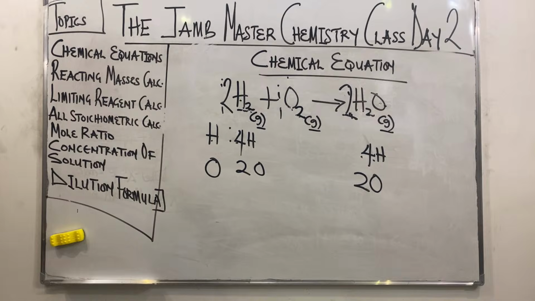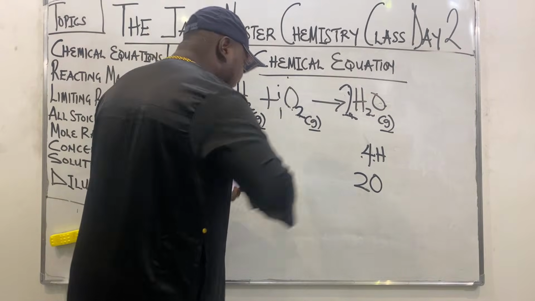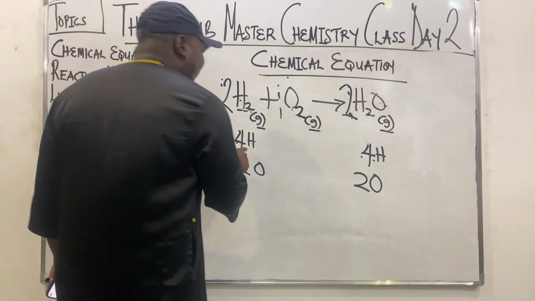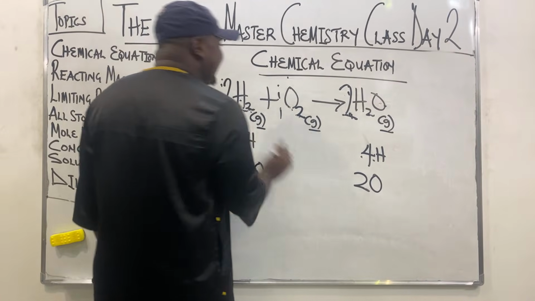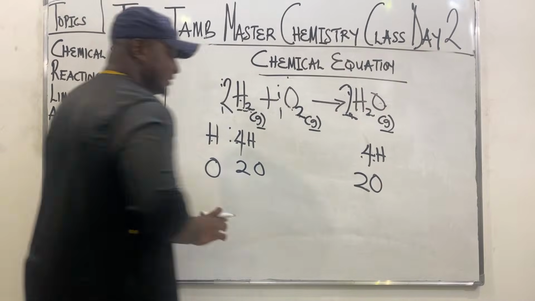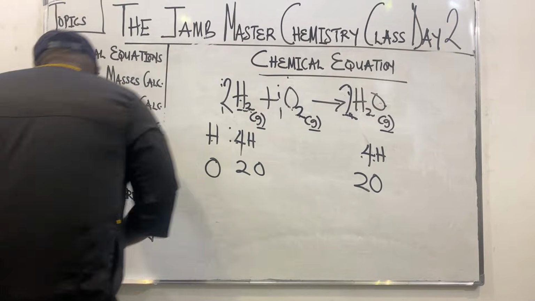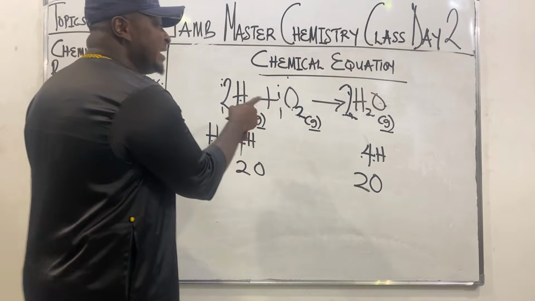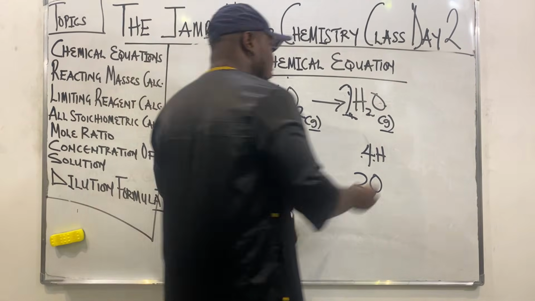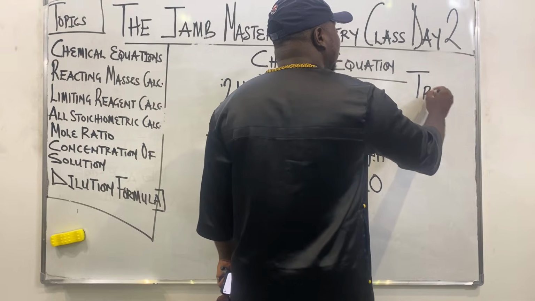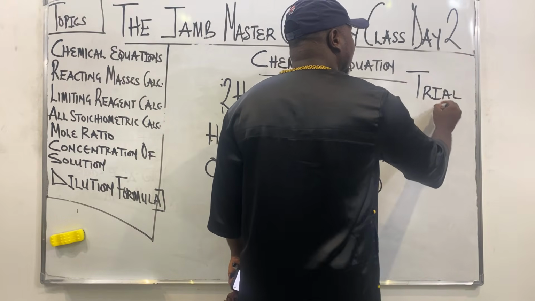Okay, good. My class, I confirm my class is clear, it's going well. Let's continue. So, class, we have 4 hydrogens, 2 oxygens. Everybody is now balanced. But class, let us apply the rules of algebra to balance this same chemical equation. The method we just used now is the trial and error method.